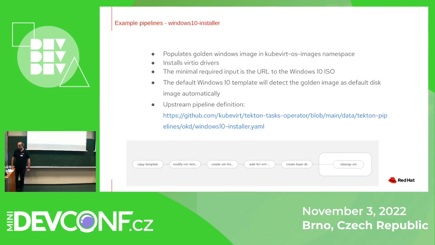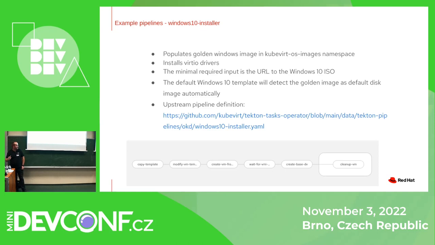So as I mentioned, the first pipeline just needs an ISO, the URL specifically, and it will install this operating system. Of course, it also installs virtio drivers for better performance, and then it stores the image inside the, well, in this case, it's keyword OS images.